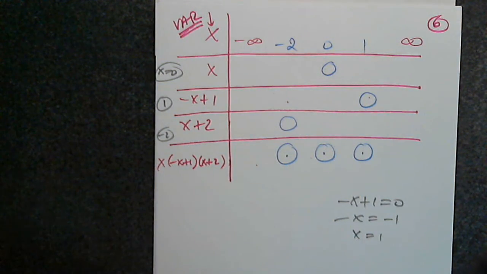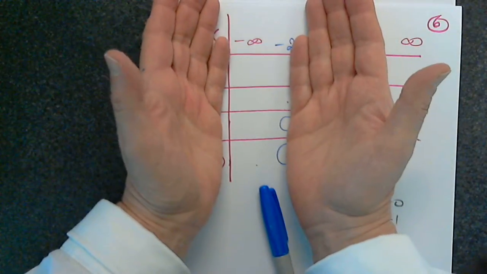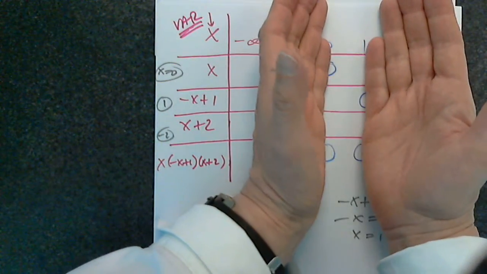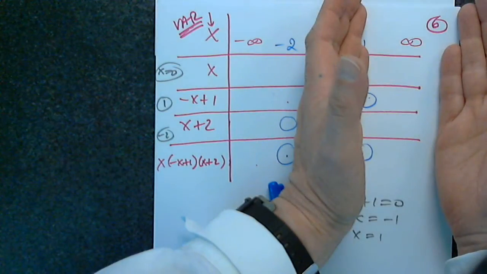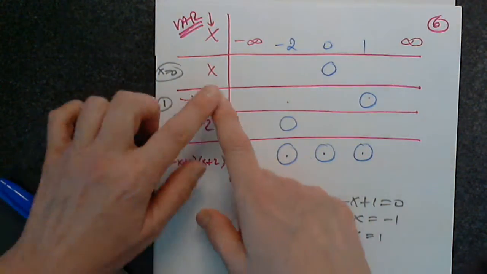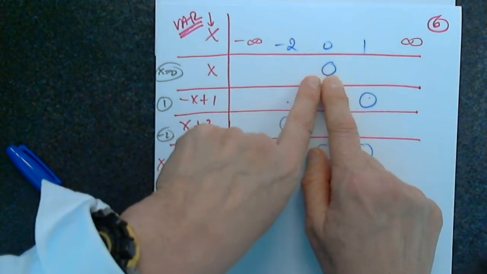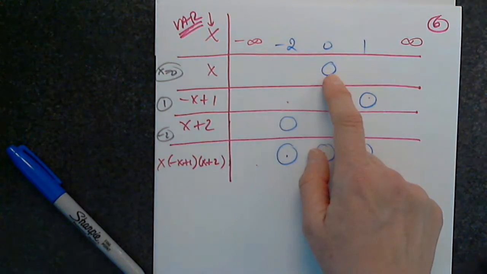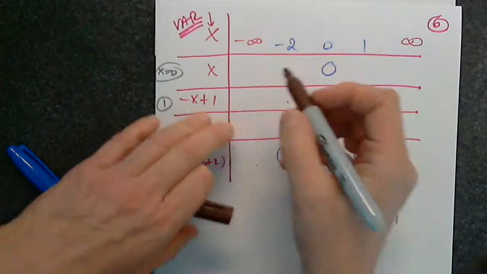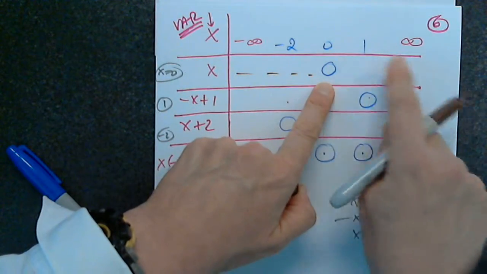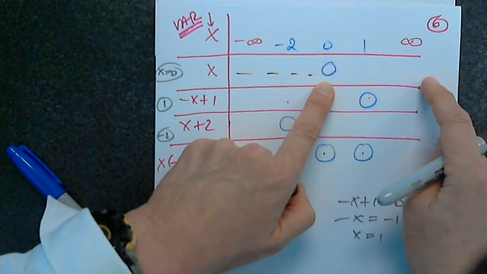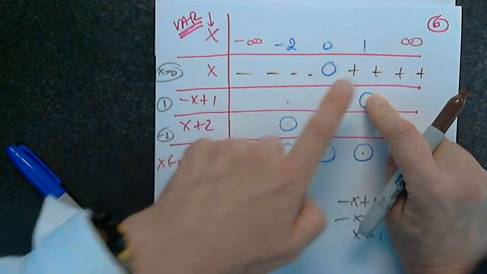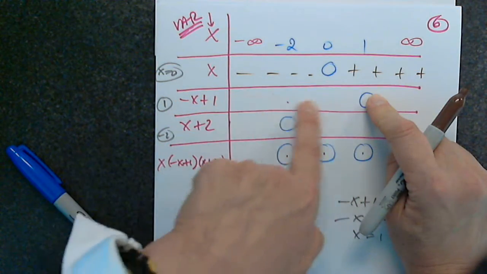Perfect. So now, as you notice, there are 4 subintervals. 1, 2, 3, and 4. Agreed? Perfect. So for x, before its x-intercept, pick a number, any number you want, plug it in, and give me the sign. Very good. After it's 0, pick a number, plug it in, and give me the sign. Excellent. For this factor, before 1, pick any number you want and give me the sign.